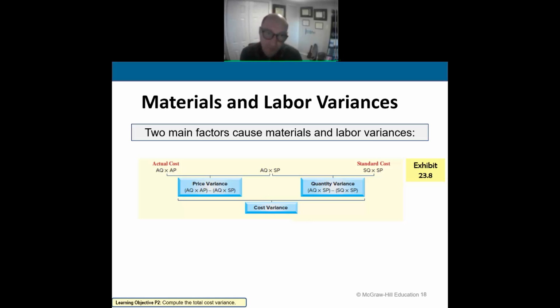Next is my price variance. Price variance is simply the difference in price that I actually paid versus what it should have been. And I find my quantity variance. This is the difference in quantity: actual quantity times standard price minus the standard quantity times the standard price. That gives me my difference in quantity. The price variance and the quantity variance give me a total cost variance.